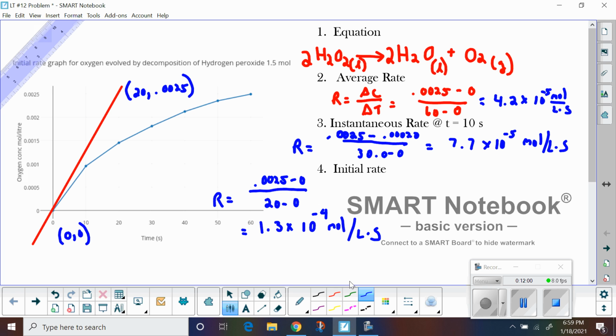So one of the questions that they could ask you from this is which of these is going to be the one that does not accurately depict the rate of reaction, and that would definitely be average rate because the change in concentration will constantly be changing over time.